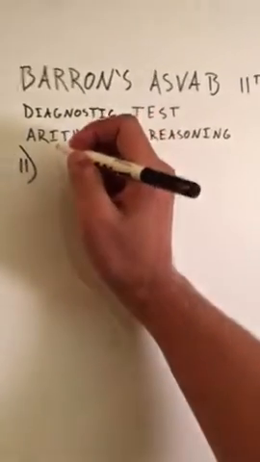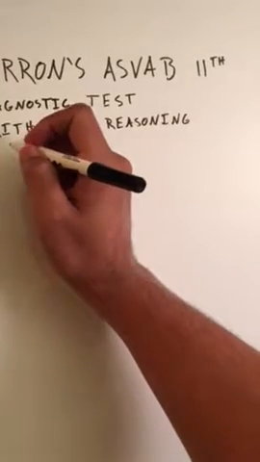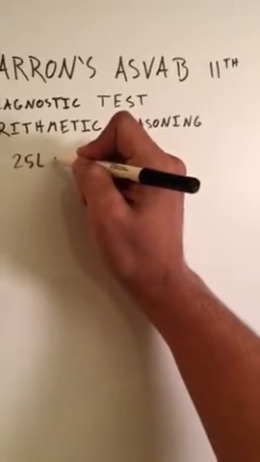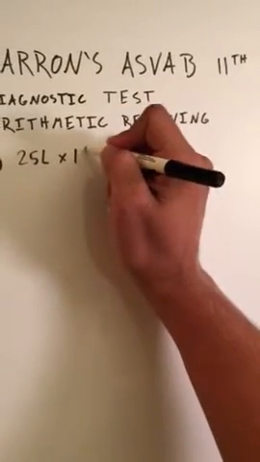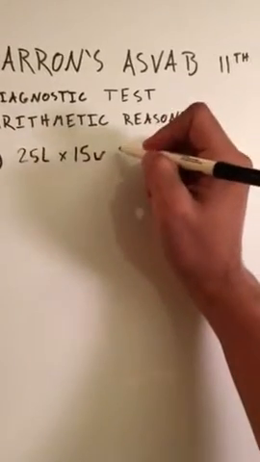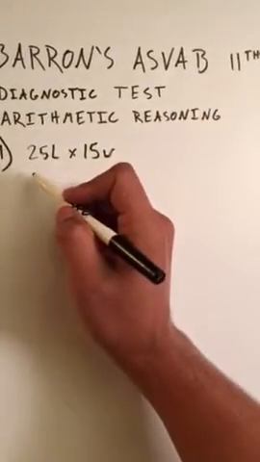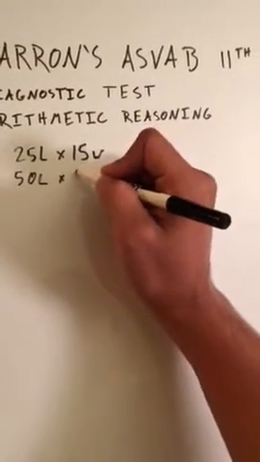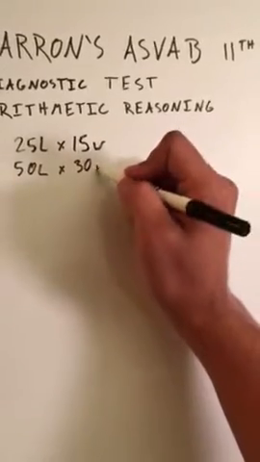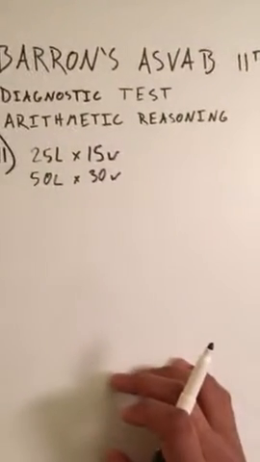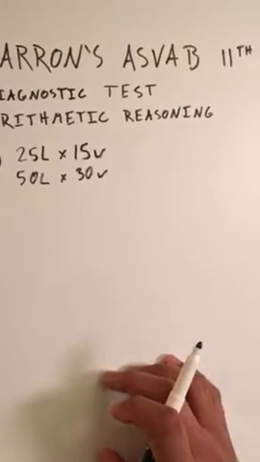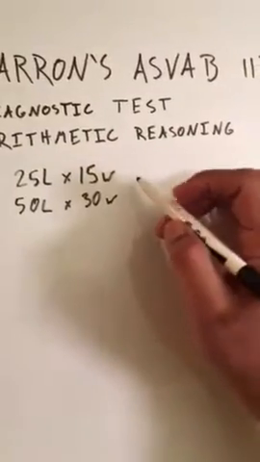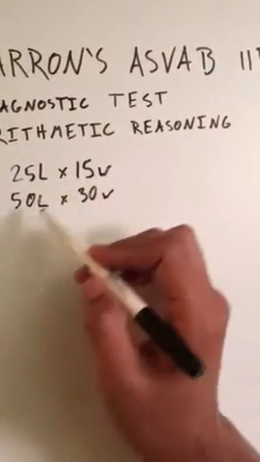Okay, so the front yard measures 25 feet in length and 15 feet in width, and they're asking for the area. The backyard measures 50 feet in length and 30 feet in width. They actually want to know the ratio of the area of the front lawn to the back lawn. So first, in order to find the area, you have to do length times width.